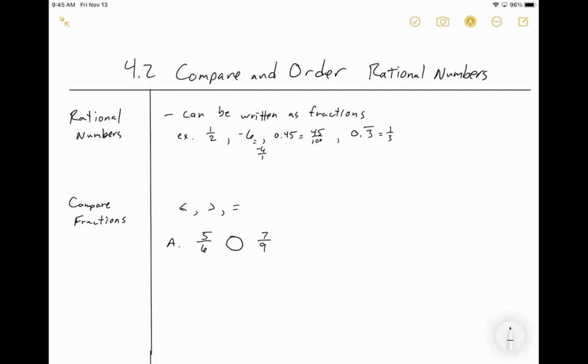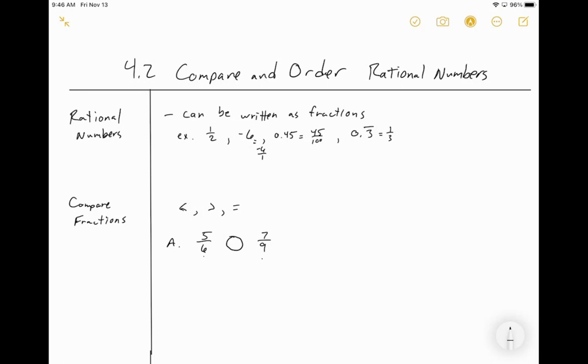So right now, the denominator is different, right? We have 6 and we have 9. That's not going to work out. So we're going to have to change both of our fractions to have a common denominator. So I'm going to go over this again. You guys have probably seen this before about changing denominators, but we'll go over it really quickly. How do I change denominators? Well, I need to find the LCD, the least common denominator. So how am I going to do that?